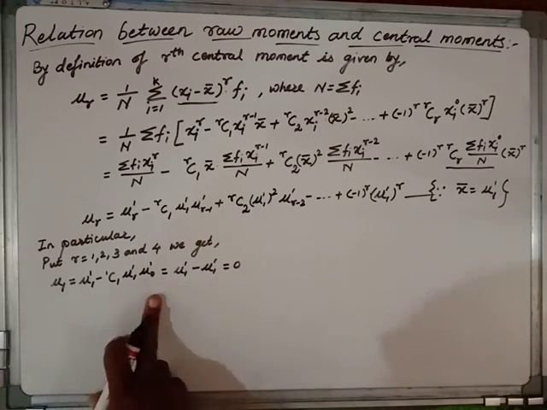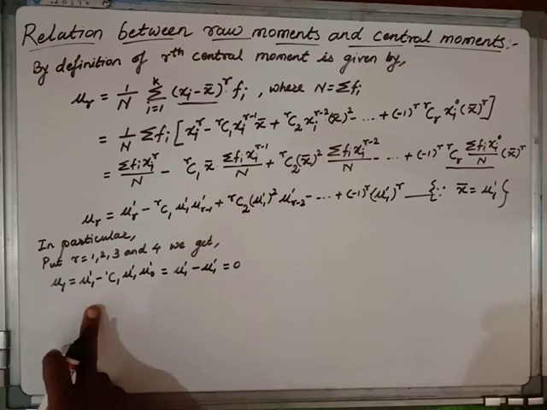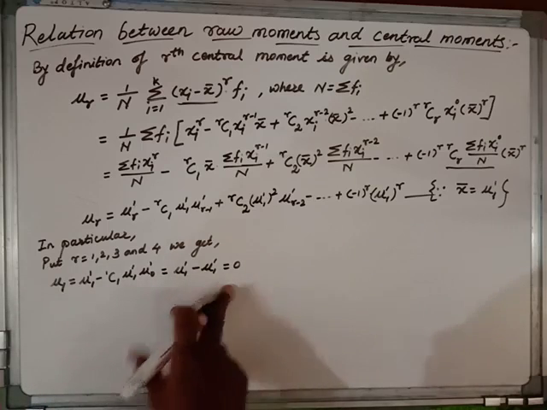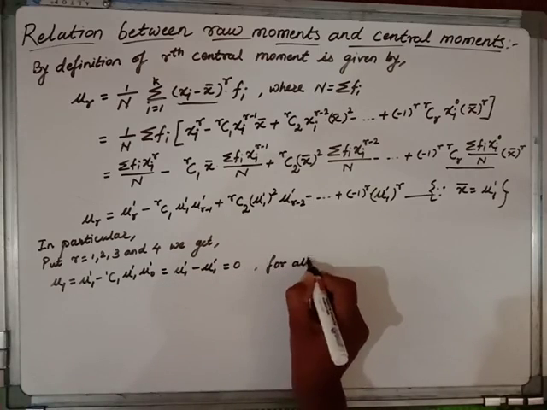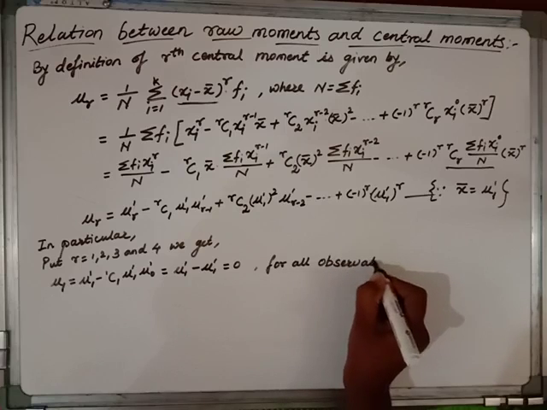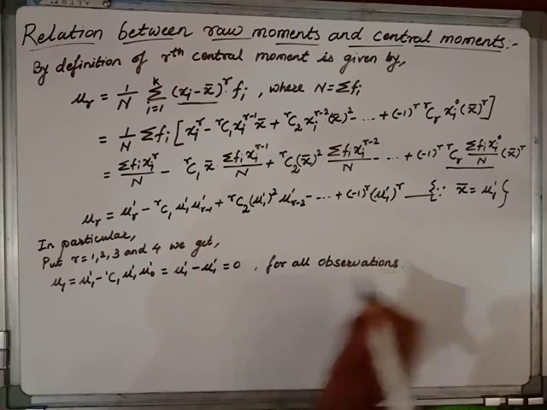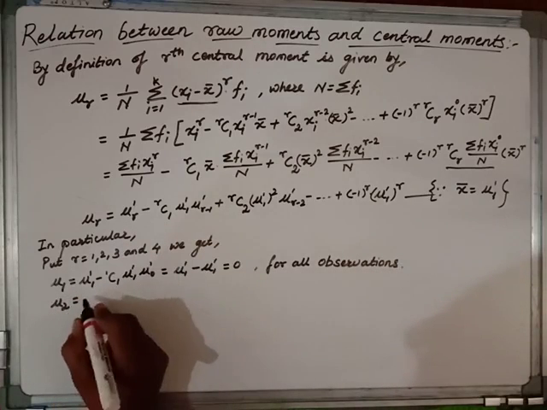So for all observations, this mu1 is always what? 0. The first central moment is always 0, for all observations. Okay. Now mu2. What is mu2? Put r equal to 2.